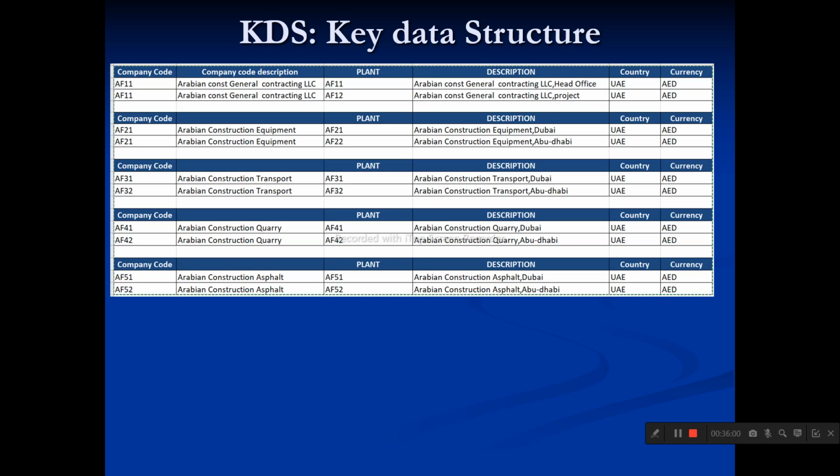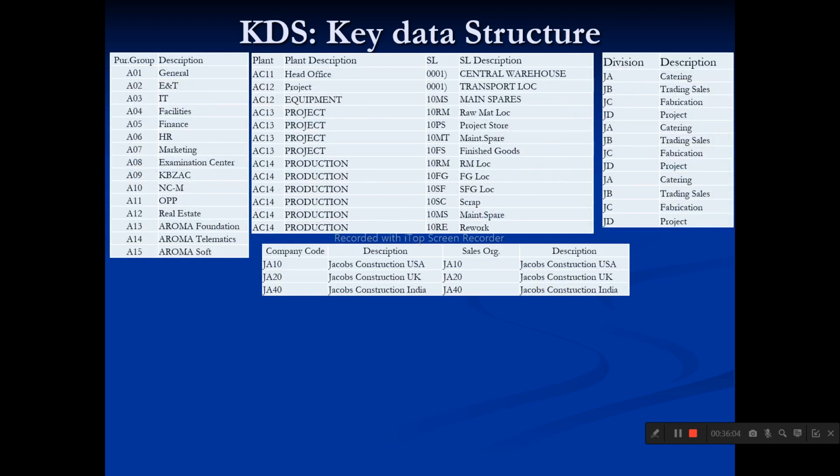Okay. So this is the KDS of a sample KDS. Here you can see the list of plants, the purchasing groups, the list of companies. Like that we have many KDSs. I'm just explaining with a sample. This is one of the deliverables from every module consultant.